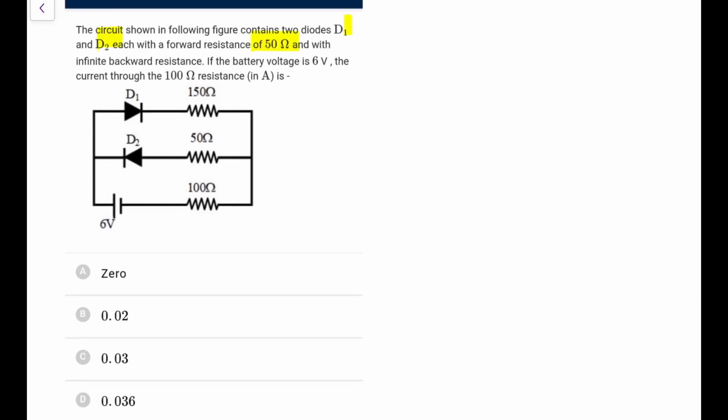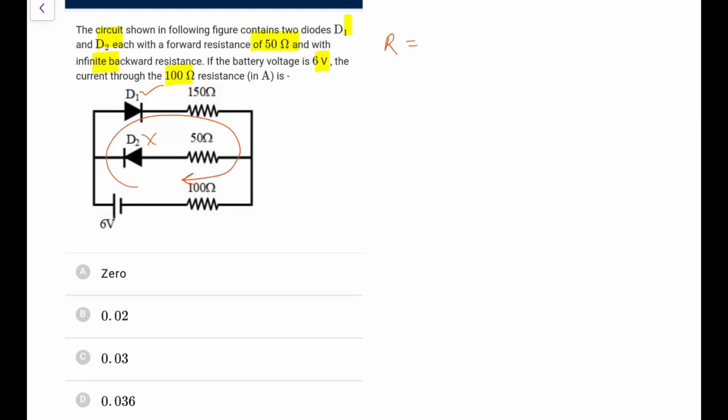So in forward bias it also has a resistance of 50, and in reverse bias it doesn't conduct. Now if the battery is 6 V, what would be the current through the 100 ohm? So first of all, D1 is forward biased, D2 is reverse biased, so this branch won't work, and only this is the loop that is working.